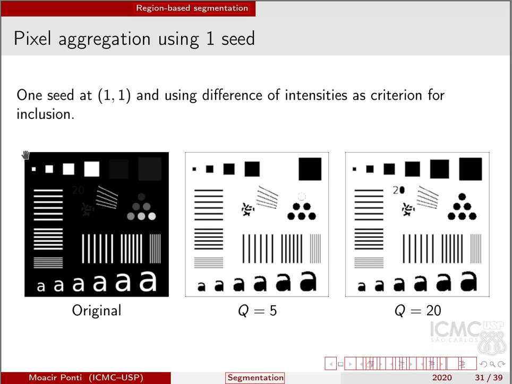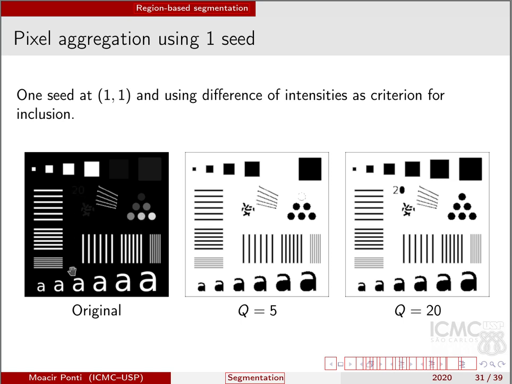I'm going to start with the first pixel here on the top left corner of the image, and then I'm going to compare that first seed value with the pixel in inspection for inclusion. If that new pixel is sufficiently similar to the first one, then I'm going to include it, otherwise I'm not going to include it. As you can see here, this original image has a background, so the seed starts at the background, and we have objects here that vary in brightness.